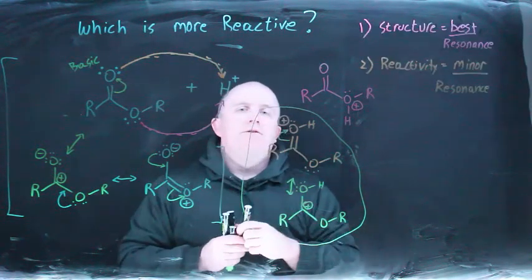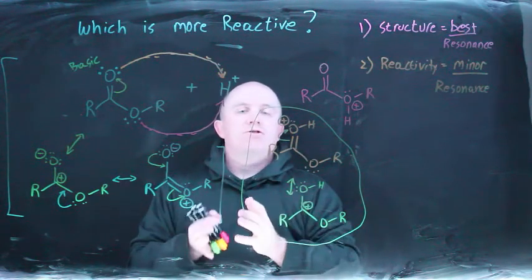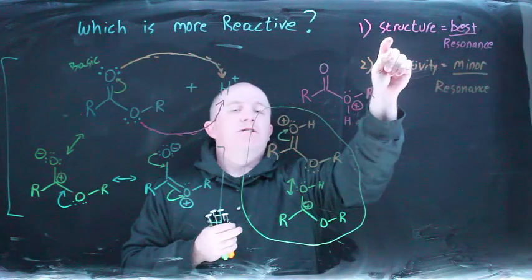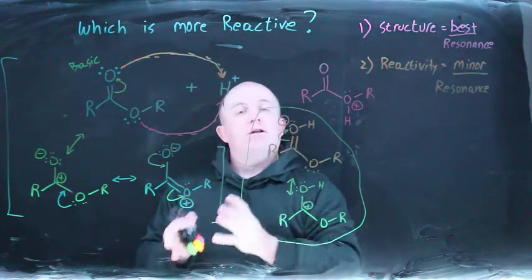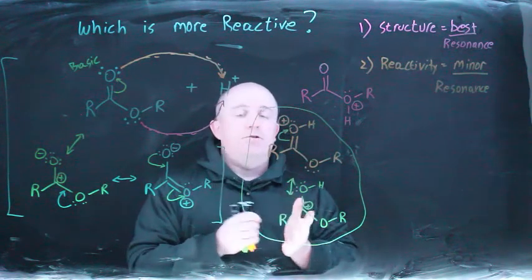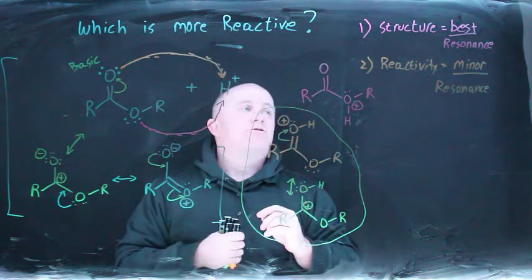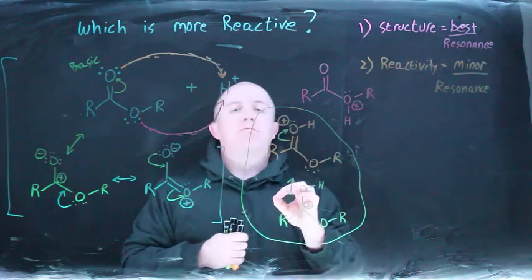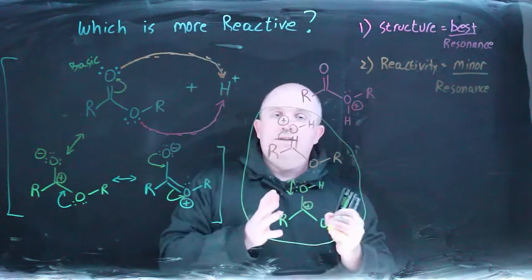In the end, the best reason to do resonance structures is because the structure of the molecule you're looking at is almost always going to be given by the best single resonance structure you have. That's going to be the one that's closest to the structure, unless you have two even structures, in which case the reality is going to be halfway in between. However, assuming you have unbalanced resonance structures, then the reactivity of the molecule is going to be given by one of those minor ones. So in other words, what does the molecule look like?